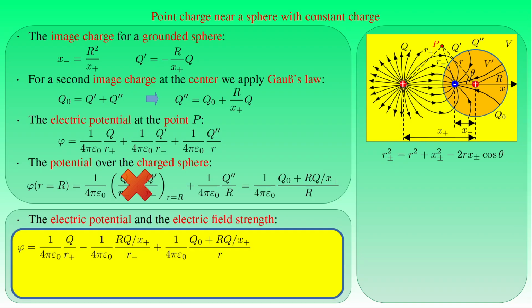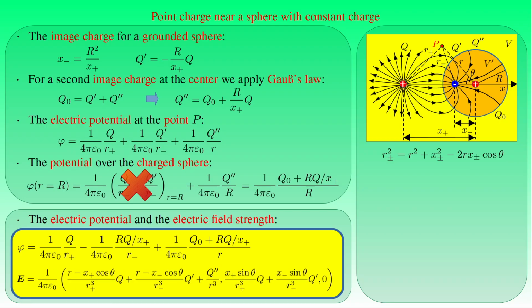The result shows that the potentials of the grounded sphere and the charged one only differ in the third term, representing the contribution of the second image charge. This can be seen in the case of the electric field strength E at the point P as well. The components of the electric field in the spherical coordinate system adapted to the x-axis are the same as those of the field derived in the example with the grounded sphere.